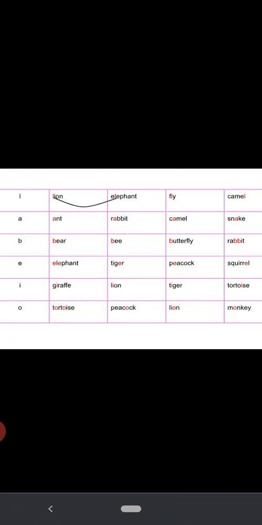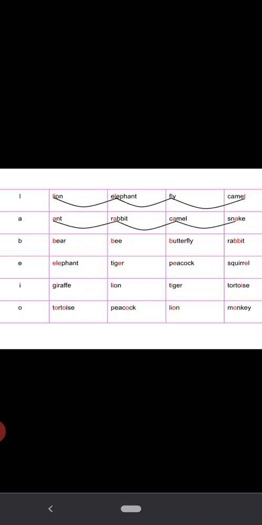See, as you can see the red color letter. Yes. Now from L in elephant to L in fly. Now from L in fly to L in camel. Yes. Now next letter is A. So let us spot A in all the 4 names of animals: ant, rabbit, camel, snake. And now let us join all the A's together from A in ant to A in rabbit. Now from A in rabbit to A in camel. And from A in camel to A in snake.